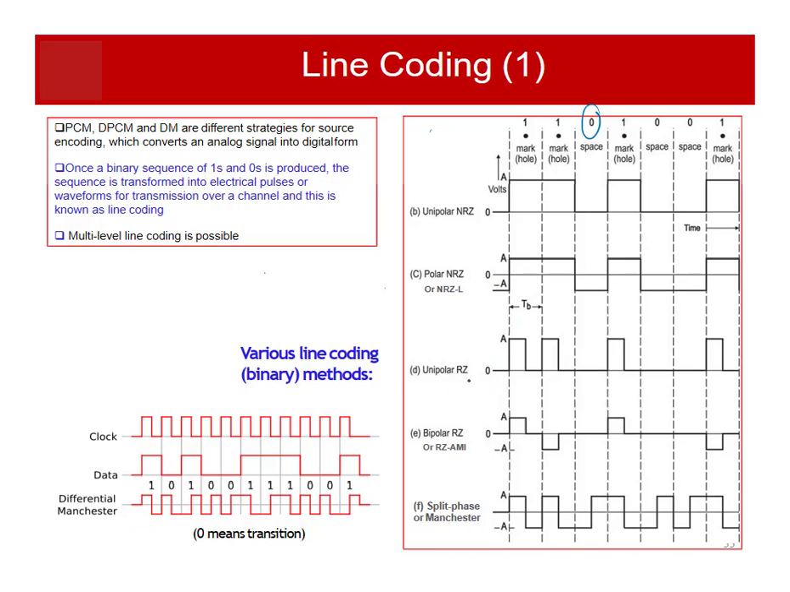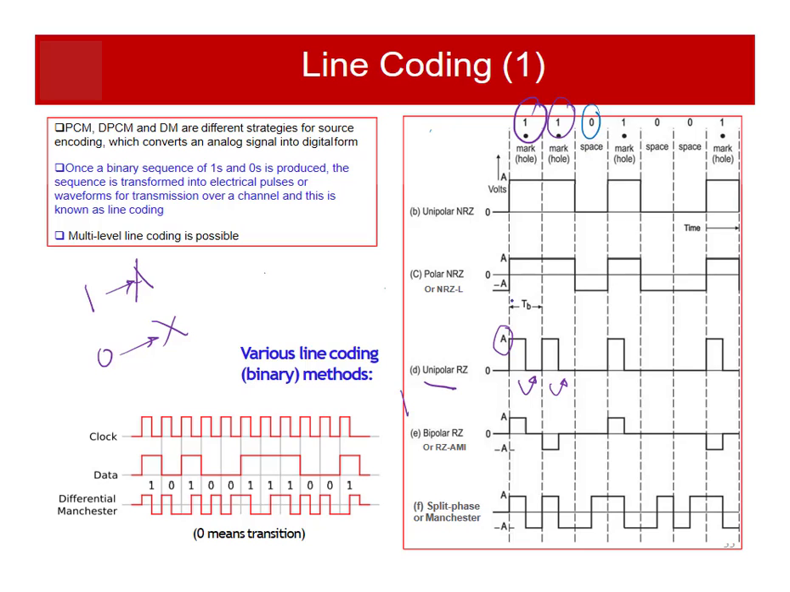So, unipolar RZ. Again it is unipolar, so it will have only one pole. That means you will have amplitude A for 1 and nothing for 0. It is RZ, so return to 0. You can see that for a high bit the signal has the amplitude A for half of the time, and then for the rest of the half time it returns to 0. Then again for the next high bit it has a high amplitude value, but for the rest of the time it returns to 0.